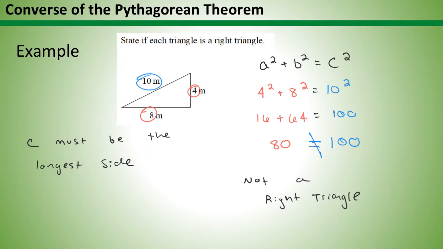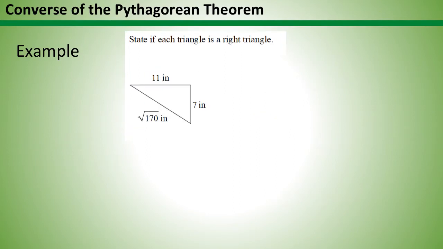Okay, so let's look at another one. All right, so on this one, the first thing that we need to do is just figure out what the longest side is. It looks like the square root of 170 is the longest, but let's make it a decimal just so that we can see. So I have the square root of 170, and that's approximately 13.03. So that is definitely my longest side, okay? So I'm going to say that these are my short sides, and this is the hypotenuse, okay?